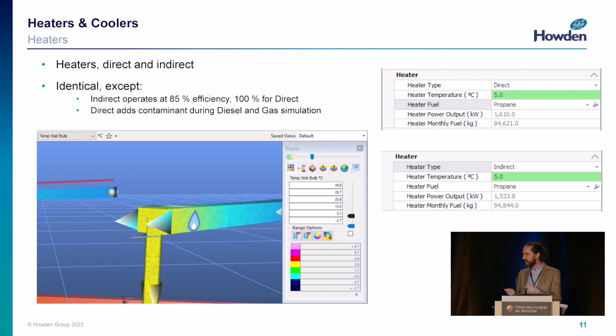Heaters, we started off with direct and indirect. Direct means you're burning the fuel in the airstream before sending it down to stop your intake from icing over. Indirect, you're still burning fuel, but in an indirect manner and not putting that fuel in the airstream. So the only difference here really is the efficiency. The indirect one has a heat exchange, so it's going to be operating at 85% efficiency, 100% for the direct one. And we've also added a few small things here. The direct heater is now having an effect during your diesel and gas simulations, so it's adding the contaminants.